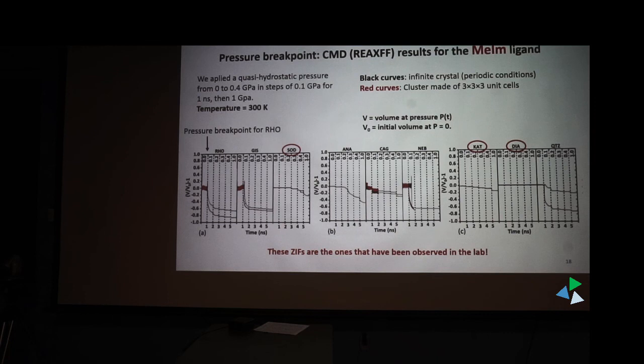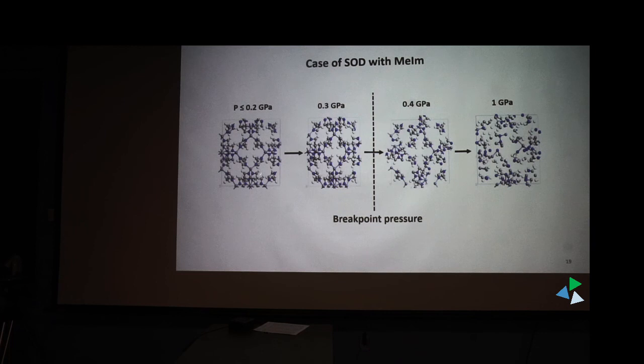Now I will show you what happens with the SOD structure as we increase the pressure. This is the molecular structure of the SOD at low pressure. You see that all the bonds are there. As we increase the pressure to 0.3 gigapascal, you see that an instability begins. The structure gets compressed in one direction. If we further increase the pressure to 0.4 gigapascal, you see that several atomic bonds are broken. And finally, at 1 gigapascal, everything has fallen apart. So the pressure breakpoint in this case is between 0.3 and 0.4 gigapascal.